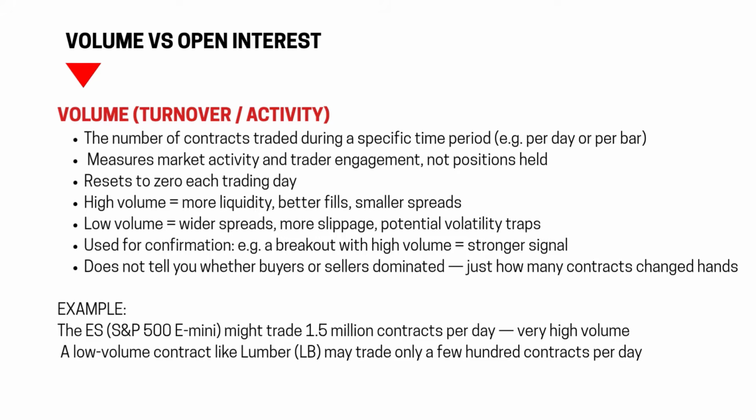It's used for confirmation, very good in technical analysis, for example, a breakout with high volume equals a stronger signal. It does not tell you whether buyers or sellers dominated, just how many contracts changed hands. So we've got an example there. The S&P 500 might trade 1.5 million contracts per day, very high volume, but low volume markets like lumber, some of those smaller markets, maybe just a few hundred or a few thousand contracts per day.